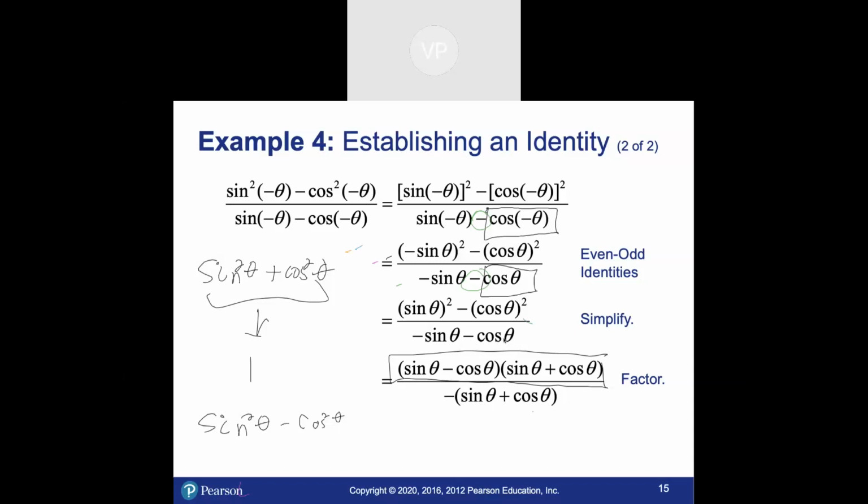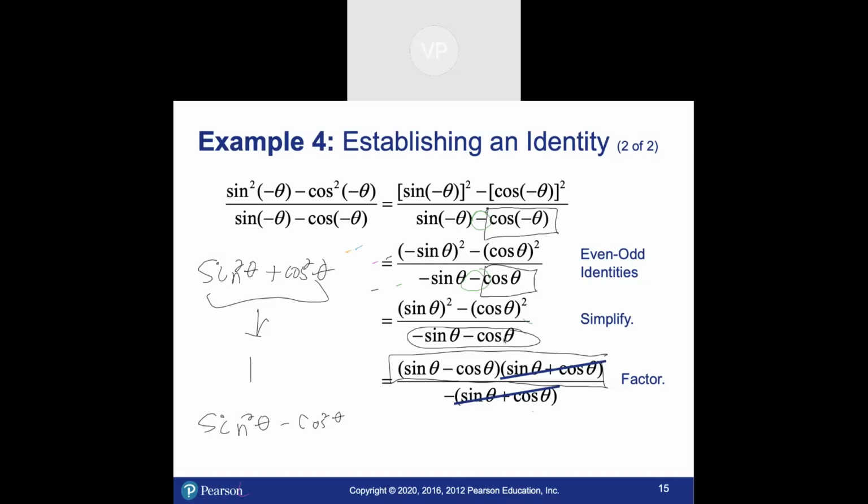Okay, so now that I've factored everything on the top, I also factored on the bottom, and that's a simpler one. Let's just factor out a negative 1, and now we're left with sine plus cosine. And then you see those cancel off completely. We're left with a cosine.